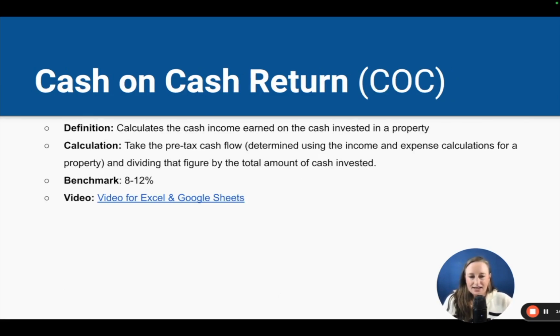Then the next thing that we measure in our overview is your cash on cash return. This calculates the amount of money earned over the cash invested in a property.